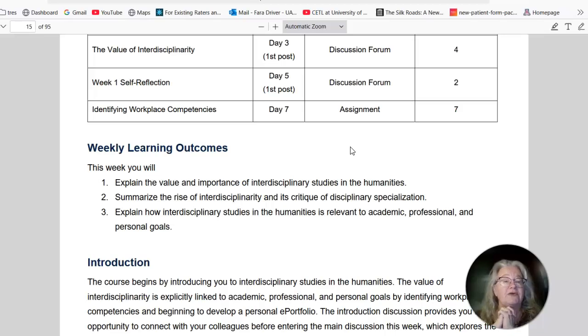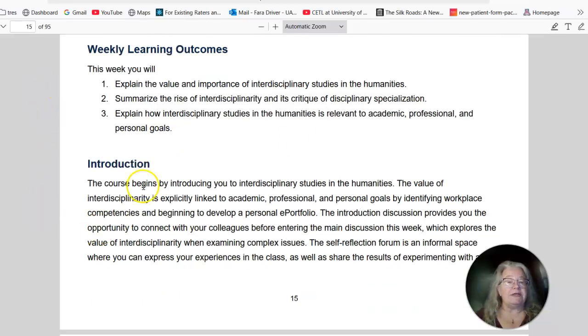Number 2, summarize the rise of interdisciplinarity and its critique of disciplinary specialization. And number 3, explain how interdisciplinary studies in the humanities is relevant to academic, professional, and personal goals. And again, this is focusing on the humanities, which makes it somewhat different from what you're looking at in your CLOs.